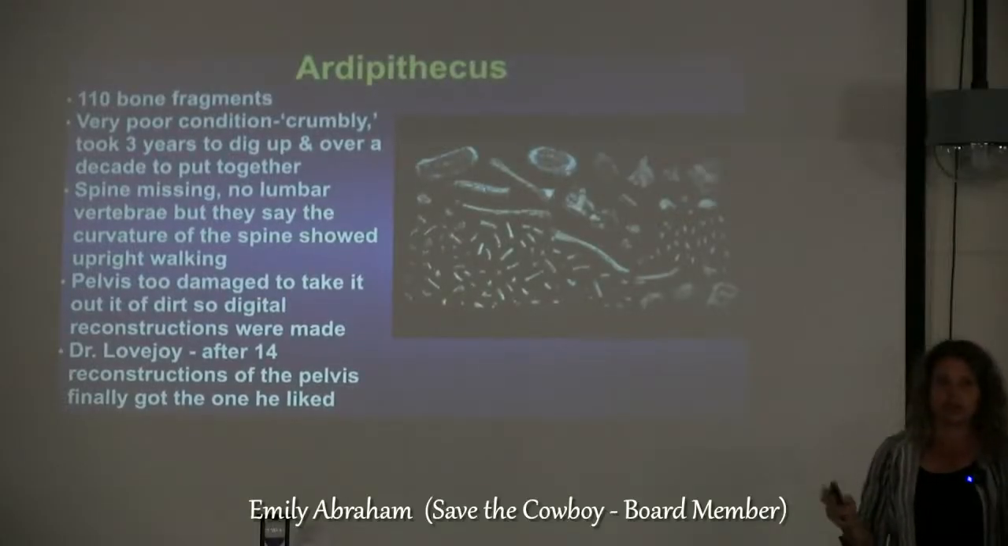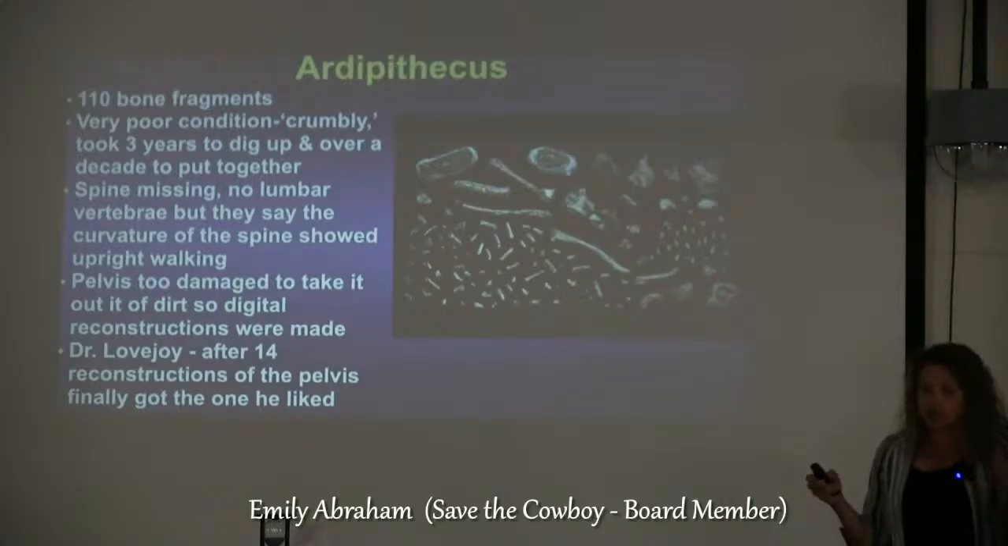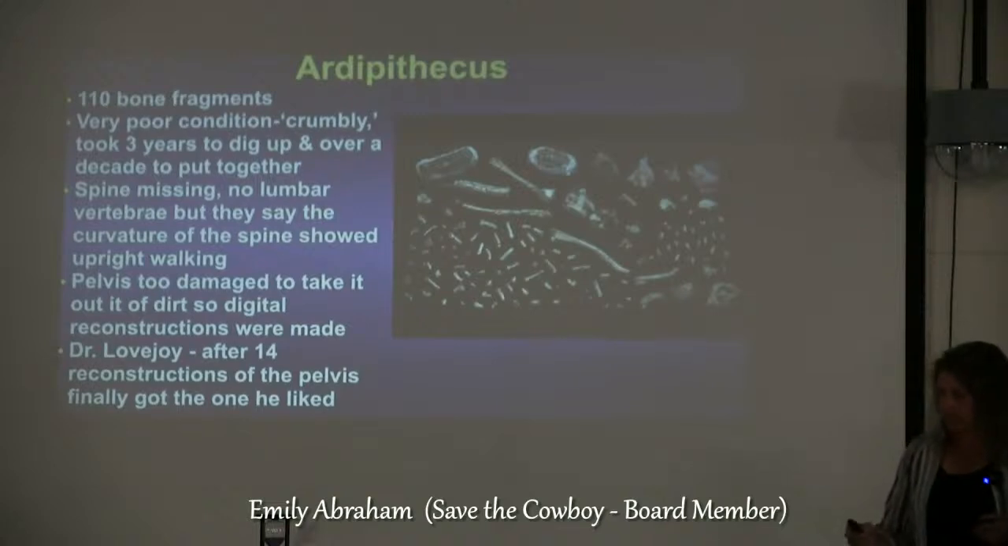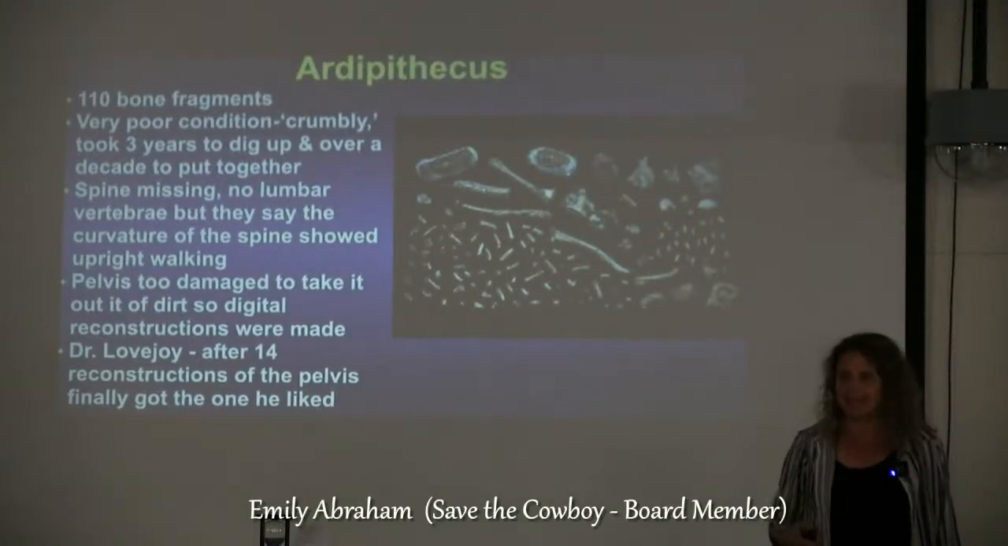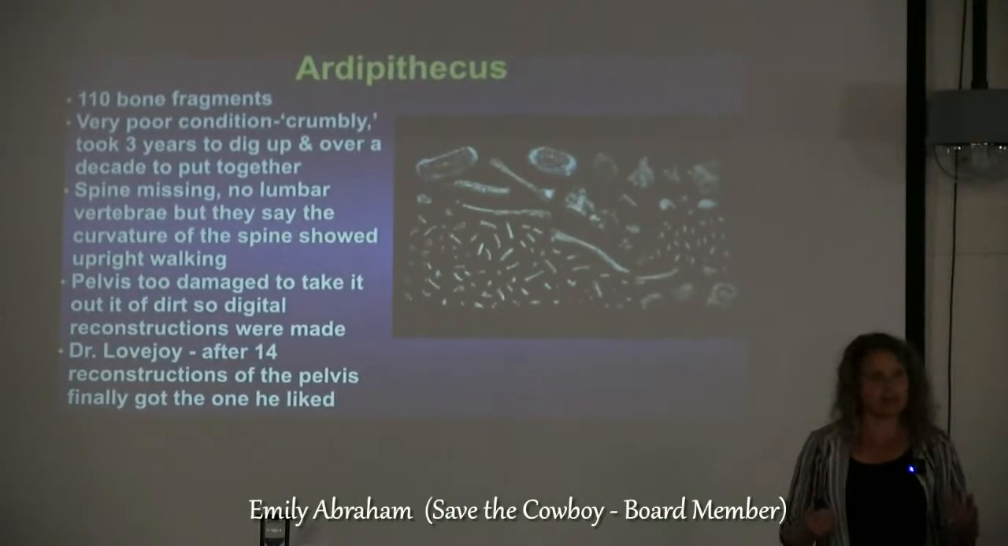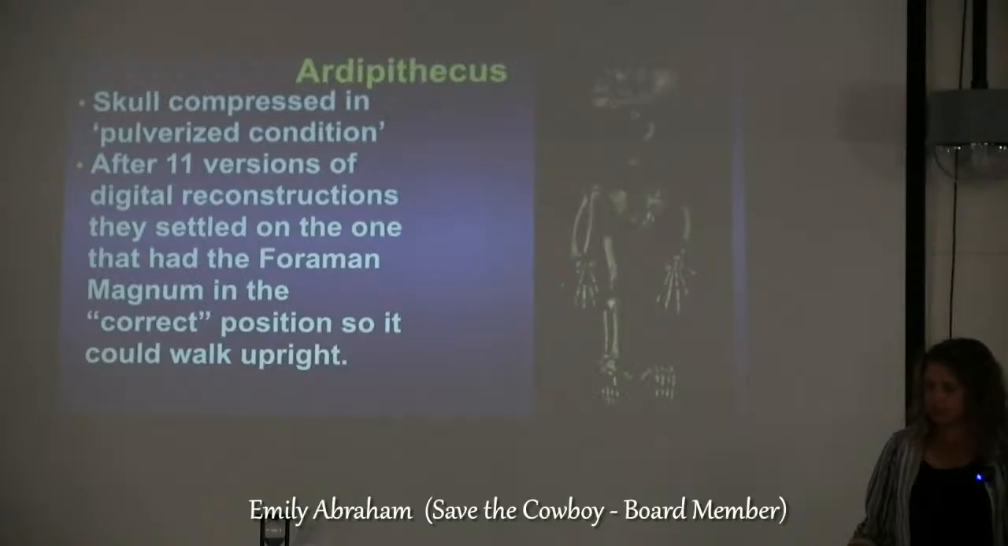Ardipithecus, this is called Artie. These are the fossil bones that were found. They're in such poor condition that they're super, super crumbly. Some of them they couldn't even get out of the dirt. So they make these digital reconstructions of what they think it should look like. And after 14 digital reconstructions, they finally find the pelvis that they wanted, because they want it to be like a human pelvis so the thing can be walking upright. So this is the digital reconstruction that they made.